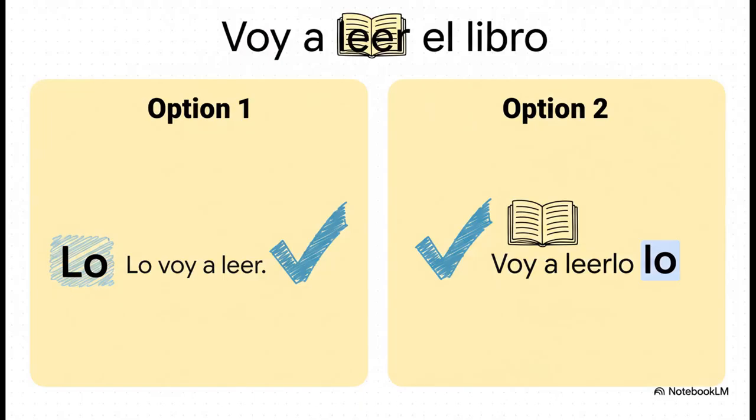And there they are. The direct object is el libro, so of course we're using lo. You could put it before the first verb and get lo voy a leer, or you could stick it on the end of the infinitive to get voy a leerlo. If you got either one of those, or both, that is fantastic work.